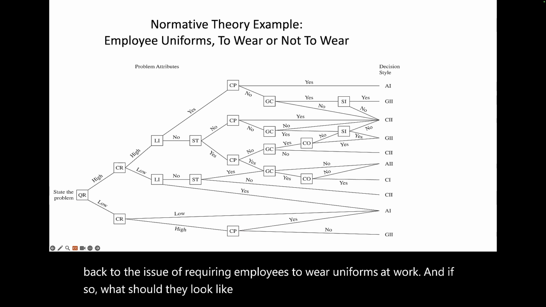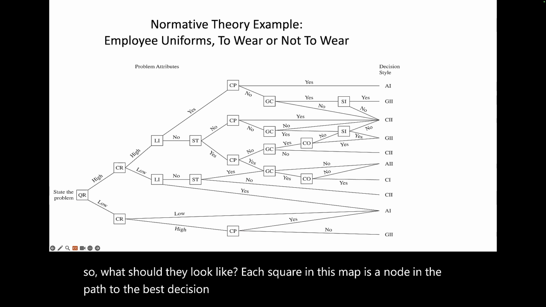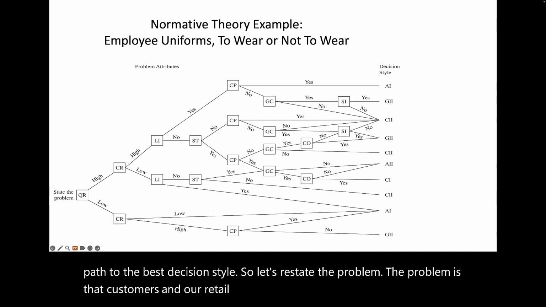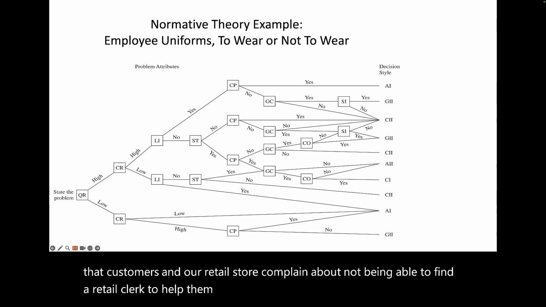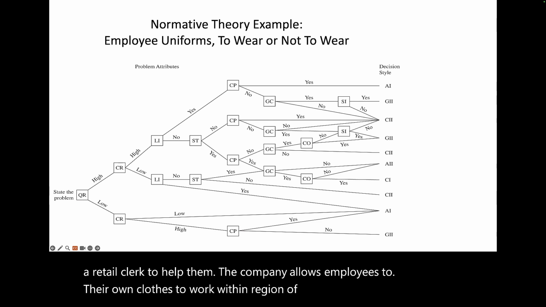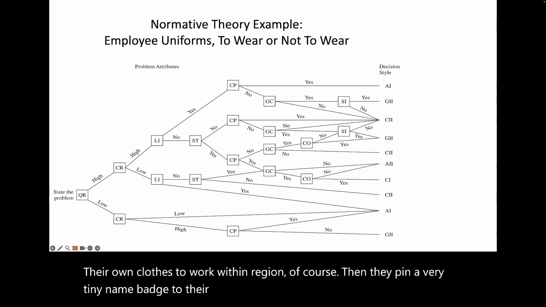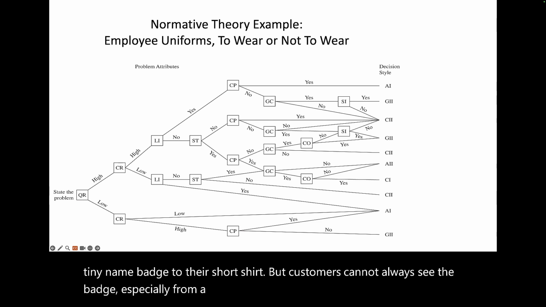The problem is that customers in our retail store complain about not being able to find a retail clerk to help them. The company allows employees to wear their own clothes to work, within reason, of course. Then they pin a very tiny name badge on their shirt, but customers cannot always see the badge, especially from a distance. Because customer satisfaction is down, so are sales. This problem has serious financial aspects.